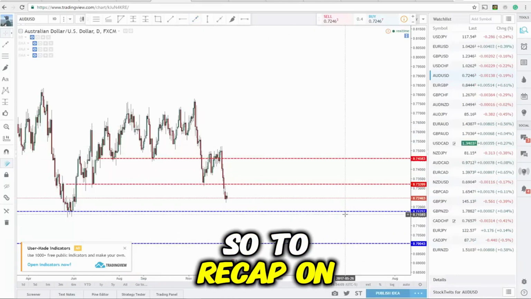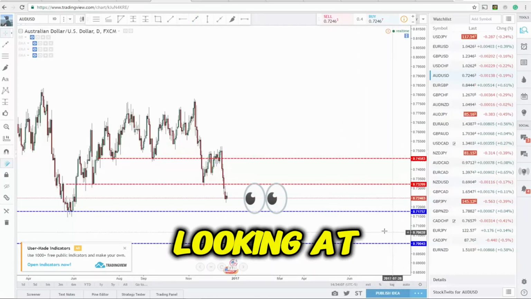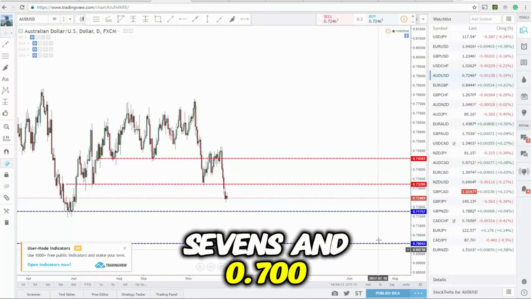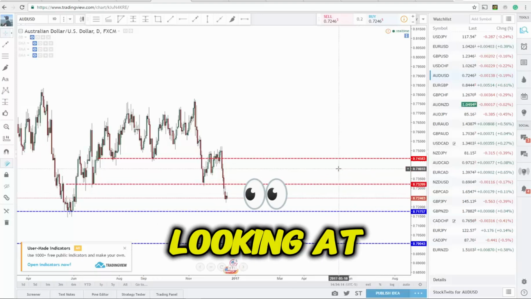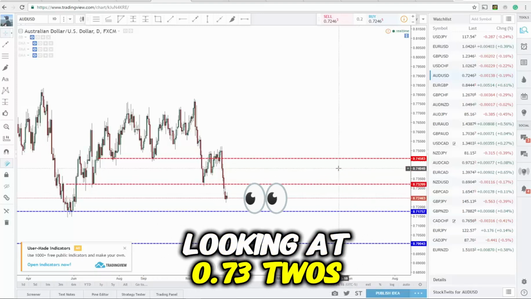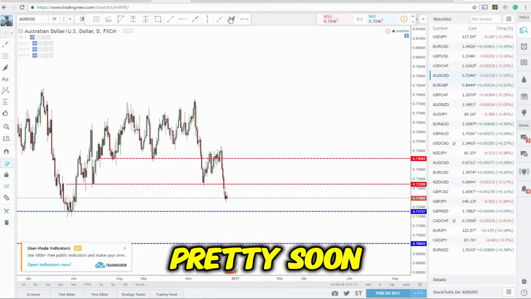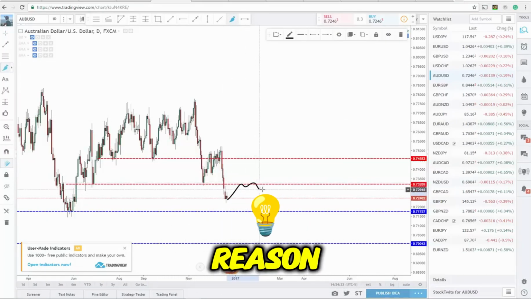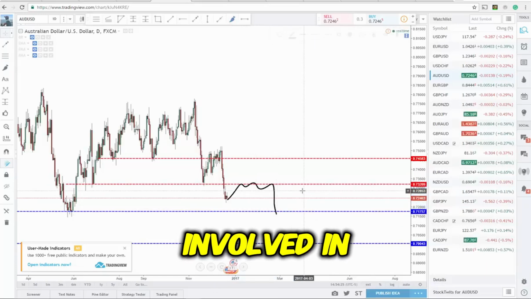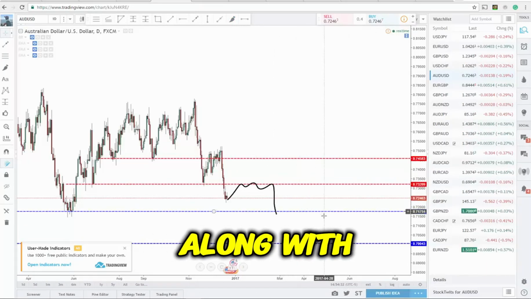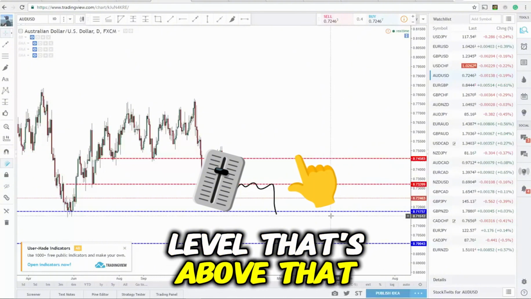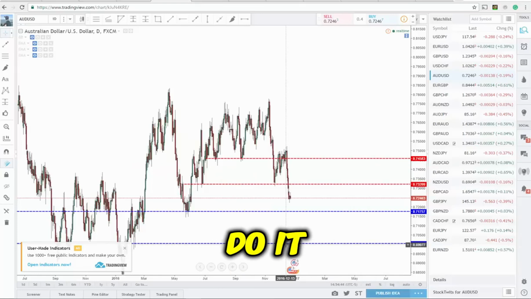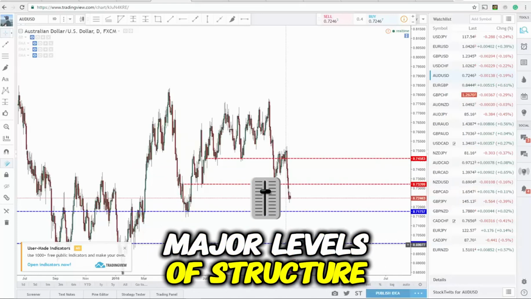Alright, so to recap on the Aussie dollar, we have support levels looking at 0.717s and 0.700. And we have resistance levels looking at 0.732s, which we could see pretty soon if the market does come up here. To that level, I'll be looking for some type of entry reason in order to get involved in that to the downside, along with the resistance level that's above that at 0.745s.